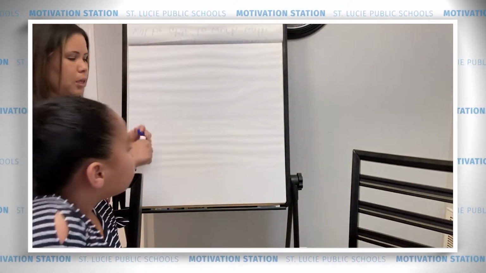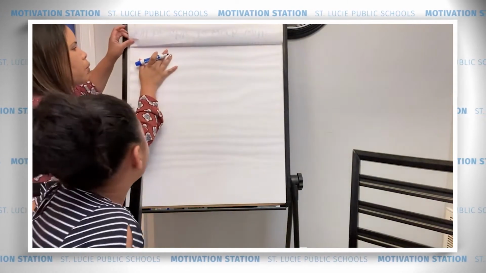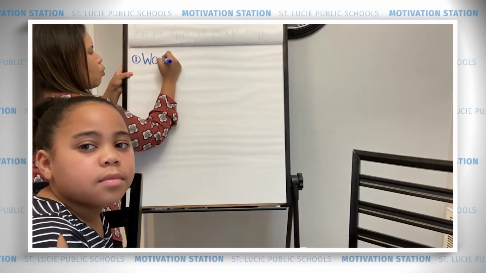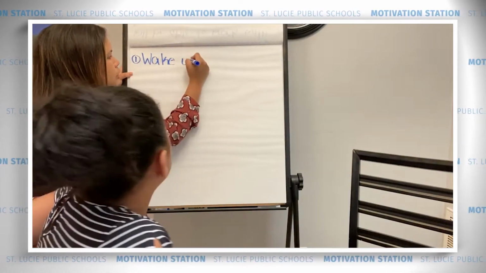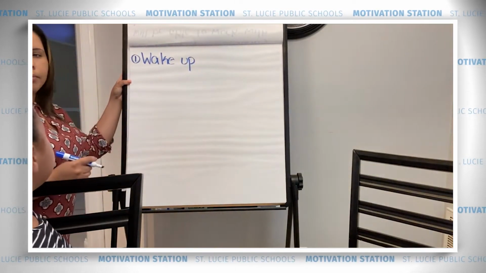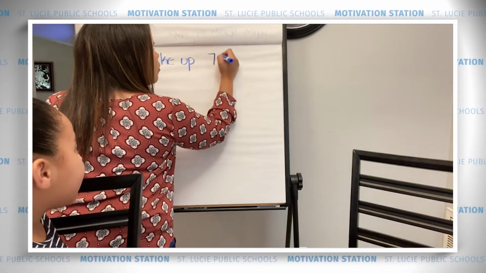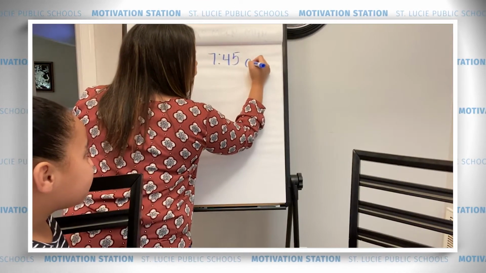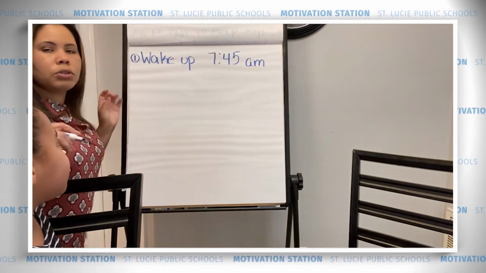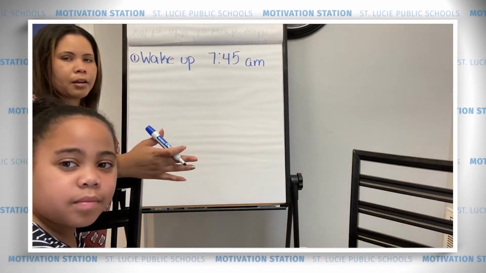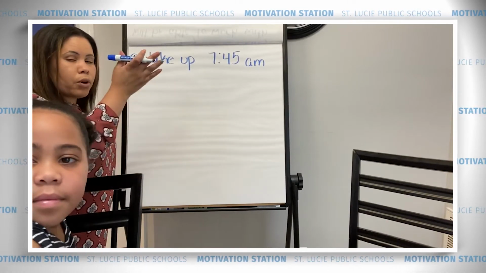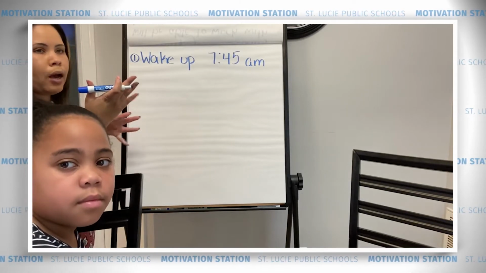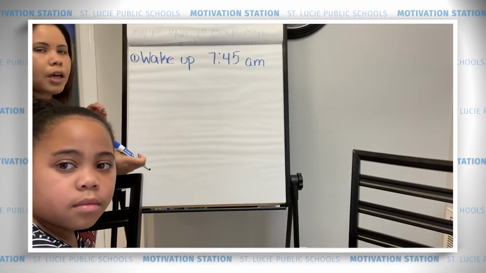So first thing in the morning. Malia, what do you do first thing in the morning? I wake up. She wakes up. So that's number one. Wake up. And that happens at a certain time. What time do you wake up? 7:45. She said 7:45 a.m. because she knows that a.m. is morning. That's not afternoon, that's morning time from about midnight while we're still sleeping all the way to when we wake up and almost around lunchtime. All of those times are a.m.